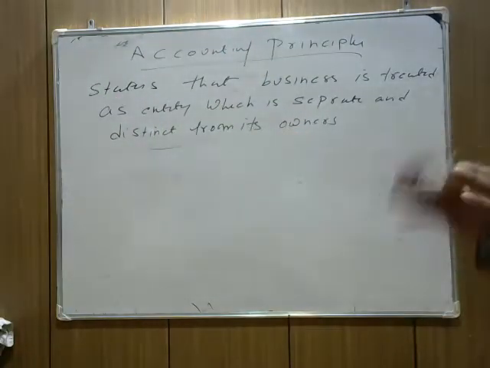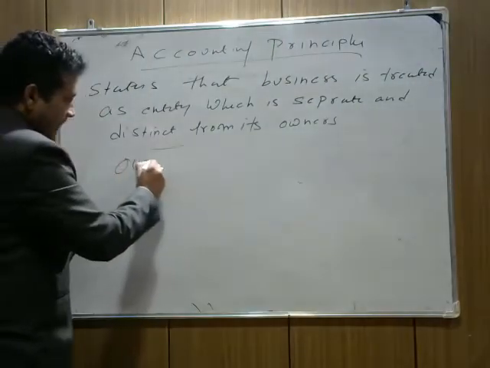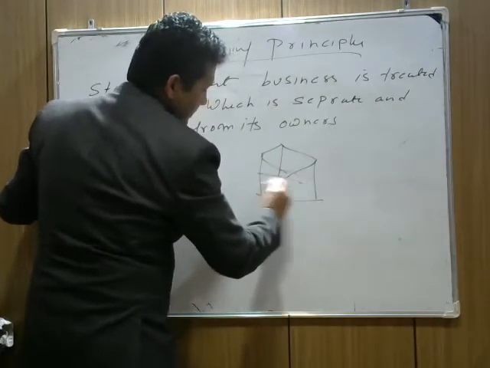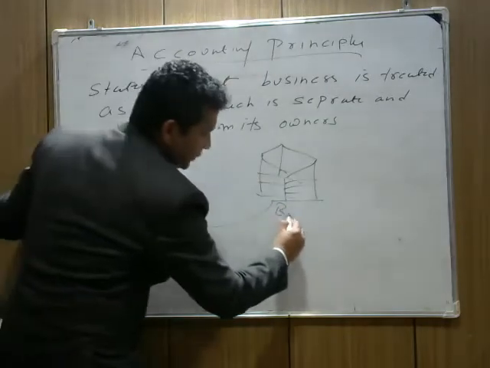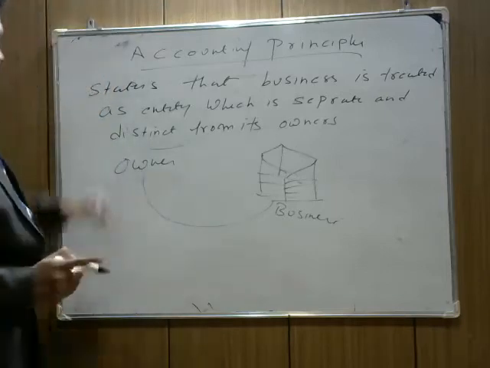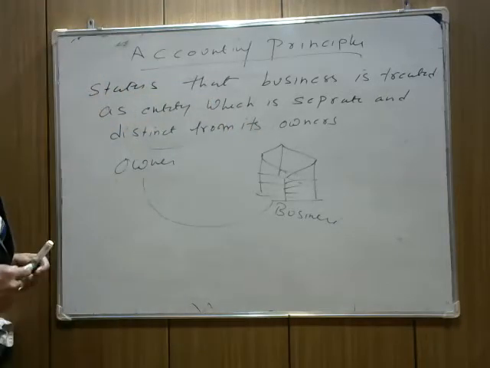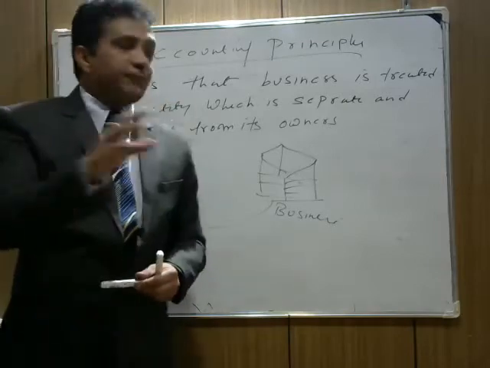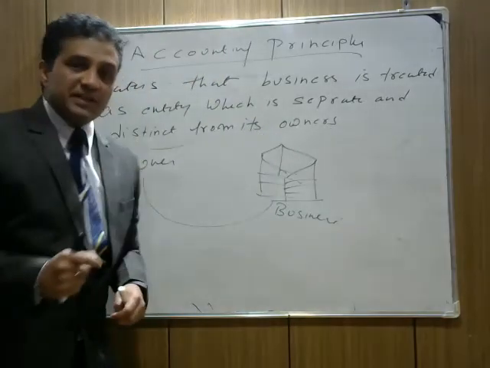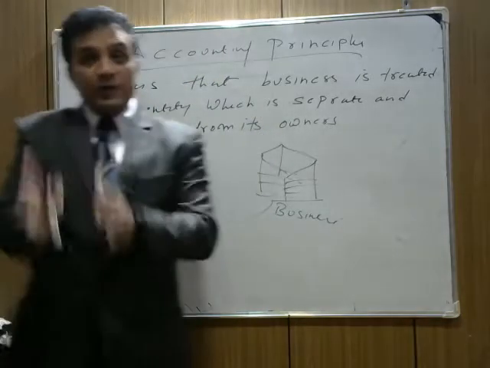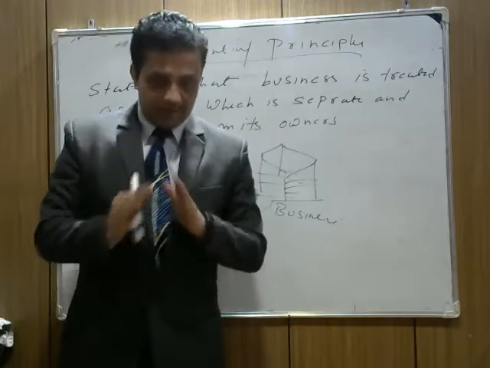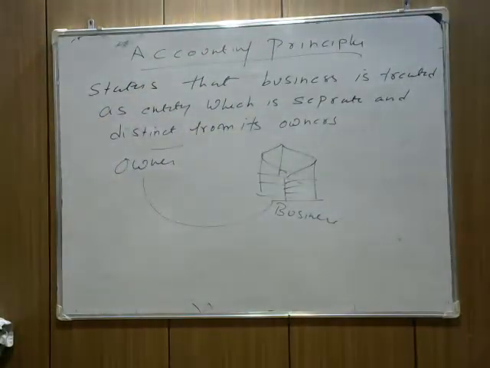I hope it's clear. Okay, now simply understand them. Owner and his business, whatever doing in business, is a different person. Owner and business, they are two different persons. The first accounting principle states that business is treated as a different entity which is separate and distinct from its owner. Means owner and business are two different persons. The businessman is a natural person, but the business is considered as an artificial person.